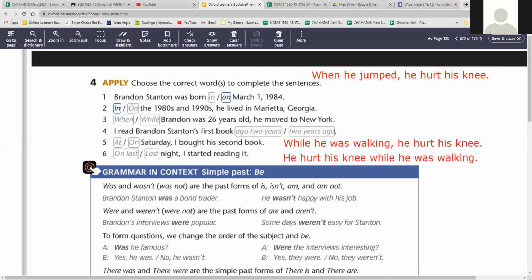That's okay, no problem. Look at the sentence here. Is the sentence in the past continuous?